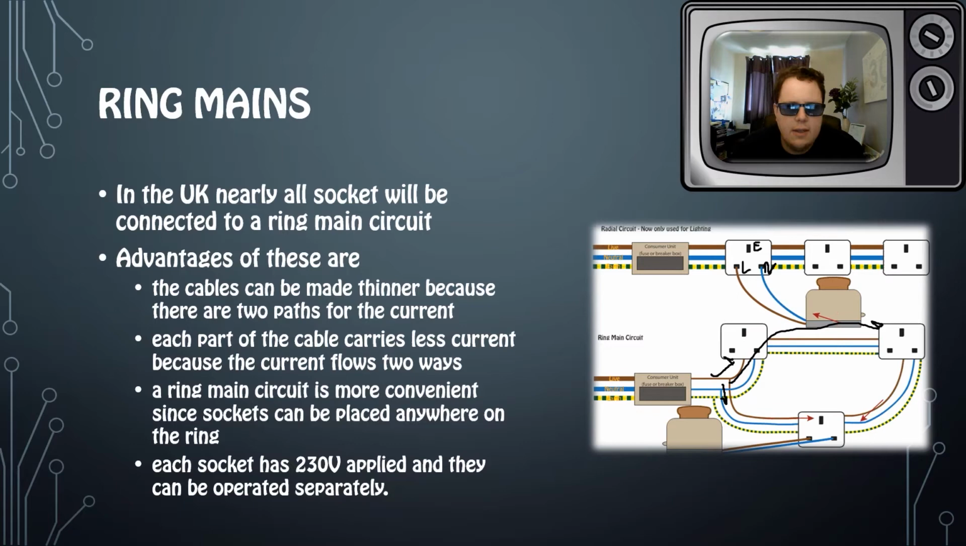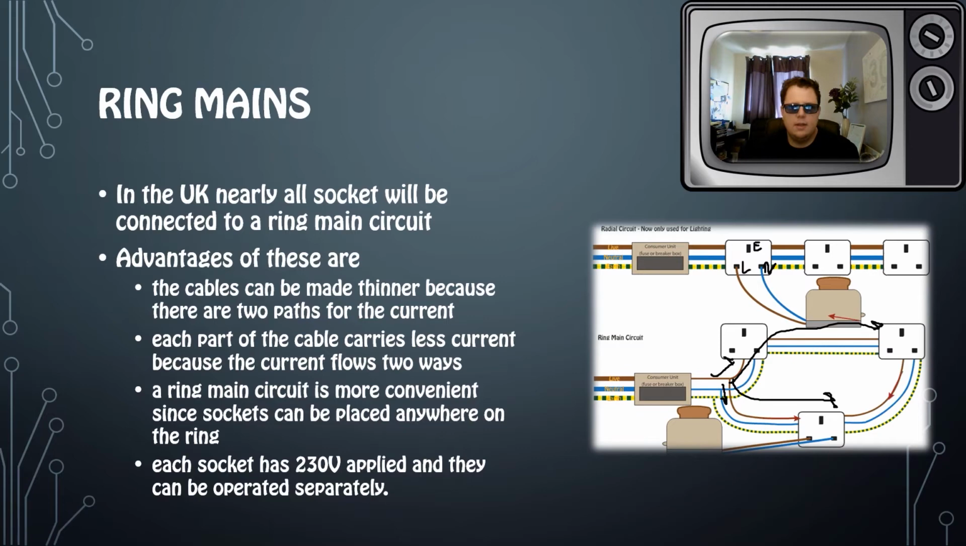What that means is we can make the cables thinner, as you can see in this diagram. We can make thinner cables on our ring main because the diameter of a cable is what sets how much current flows through it. Thinner cables can only supply a lower current because otherwise they have a higher resistance, they get too hot, they melt, they're no good. So, big advantages of our ring main. We can have a thinner cable because there are two paths now for the current to flow. Each part of that cable carries less current.